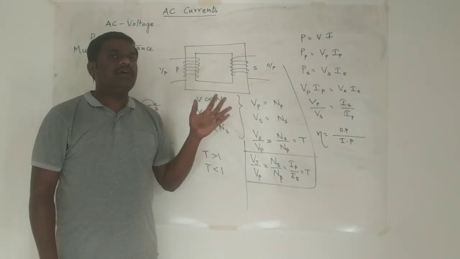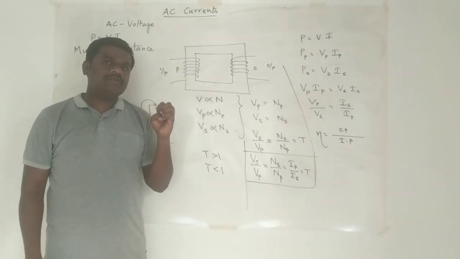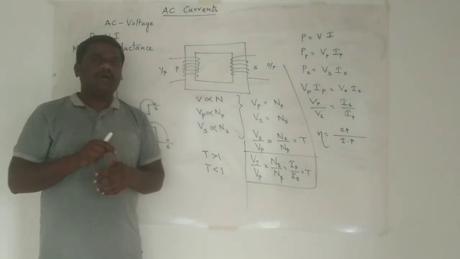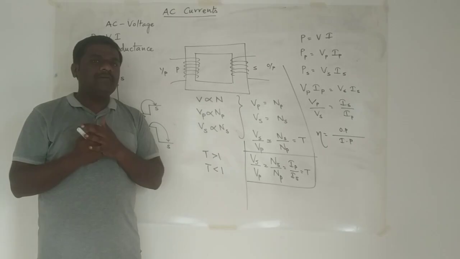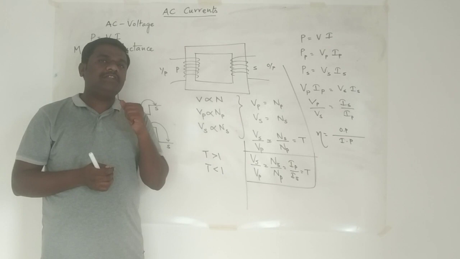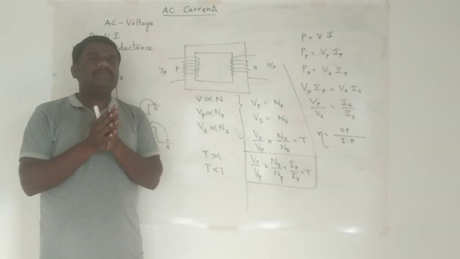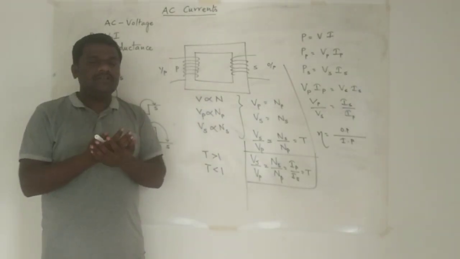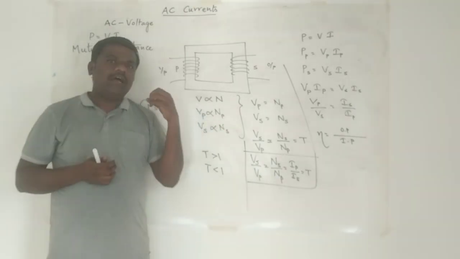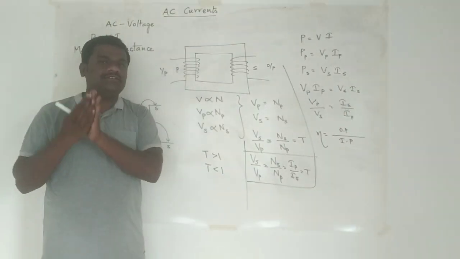But if you see in real time, in daily practice, no transformer gives efficiency equal to 1. Why? Why will the efficiency always be less than 1? The reason is there are some kinds of energy losses that take place in the transformer due to its construction and due to certain principles. And what are those energy losses? How many kinds are there? How do they occur? And how to minimize them? That I will discuss in the next session.